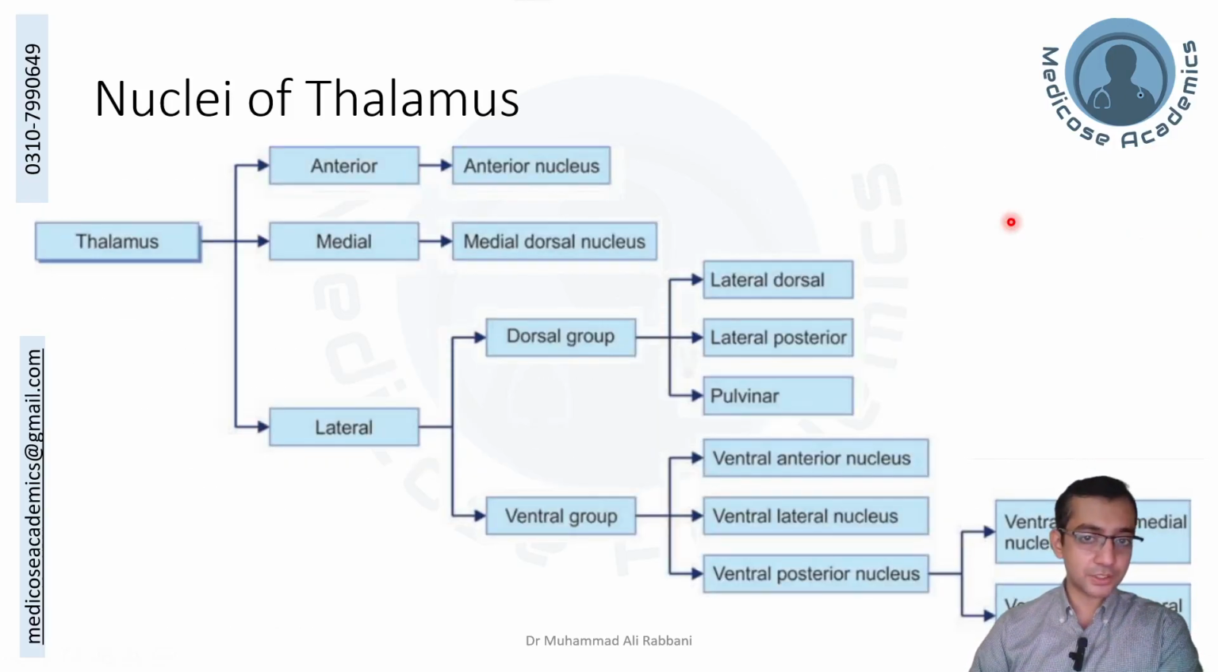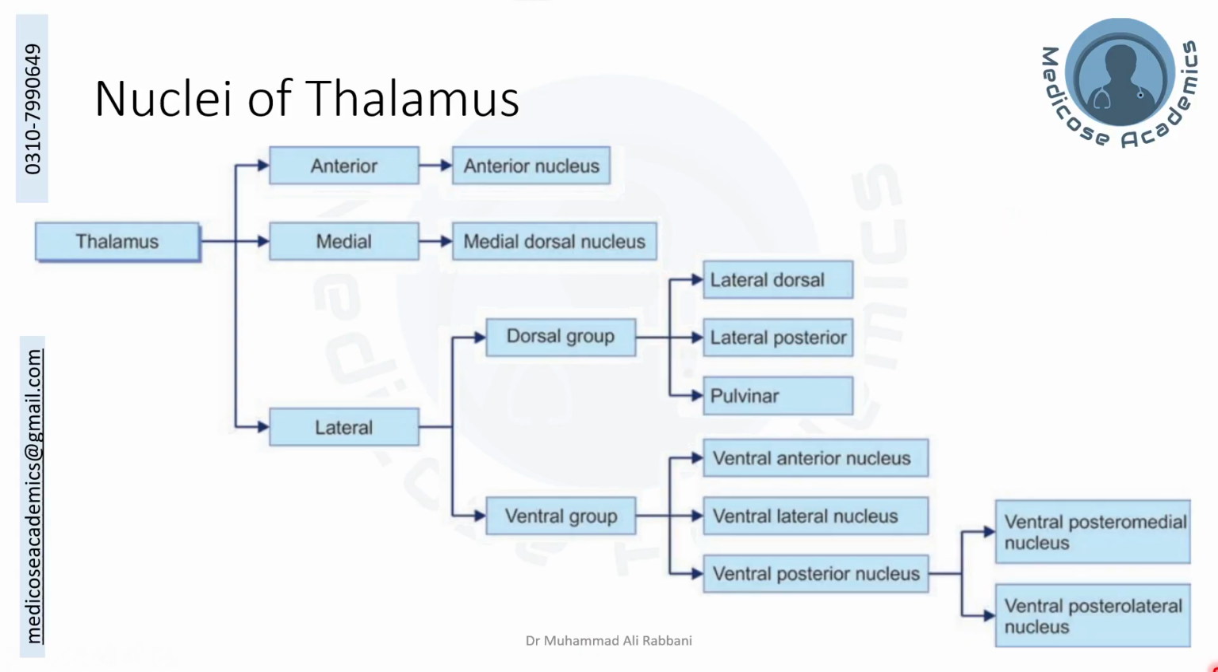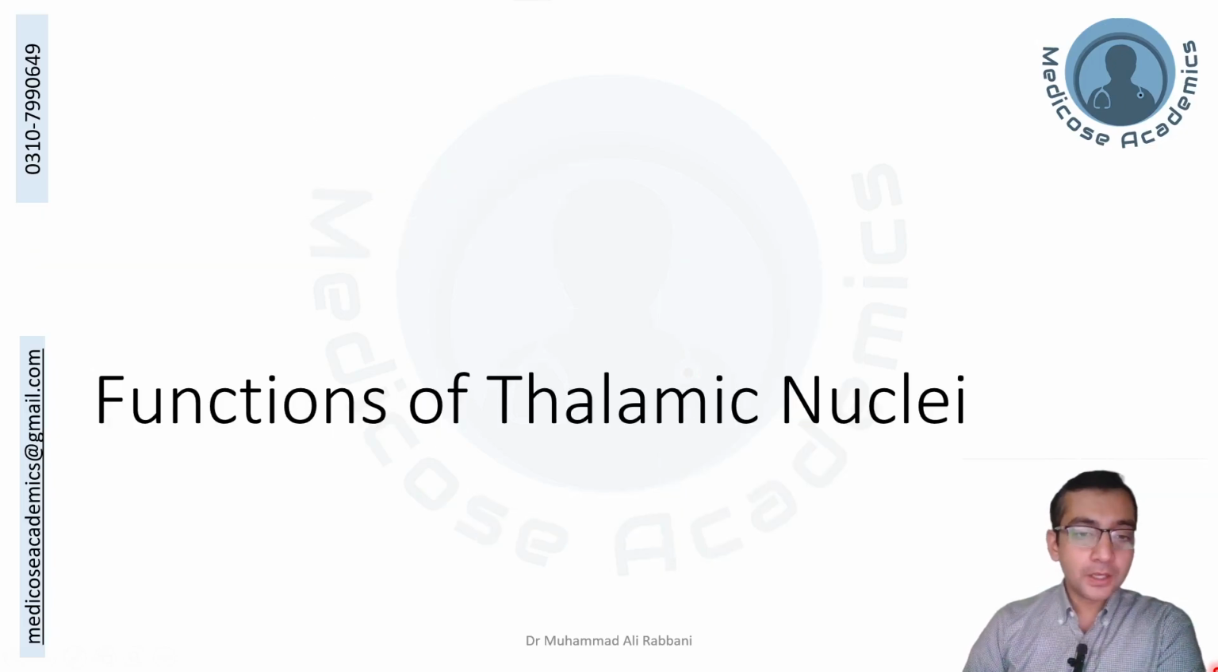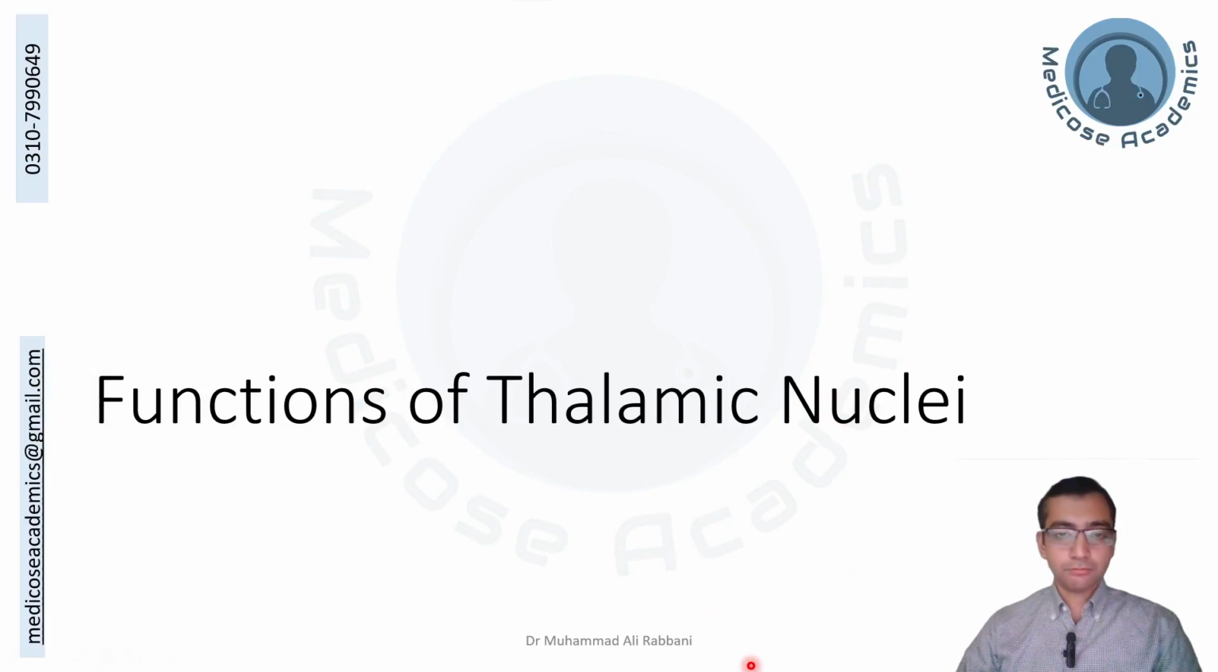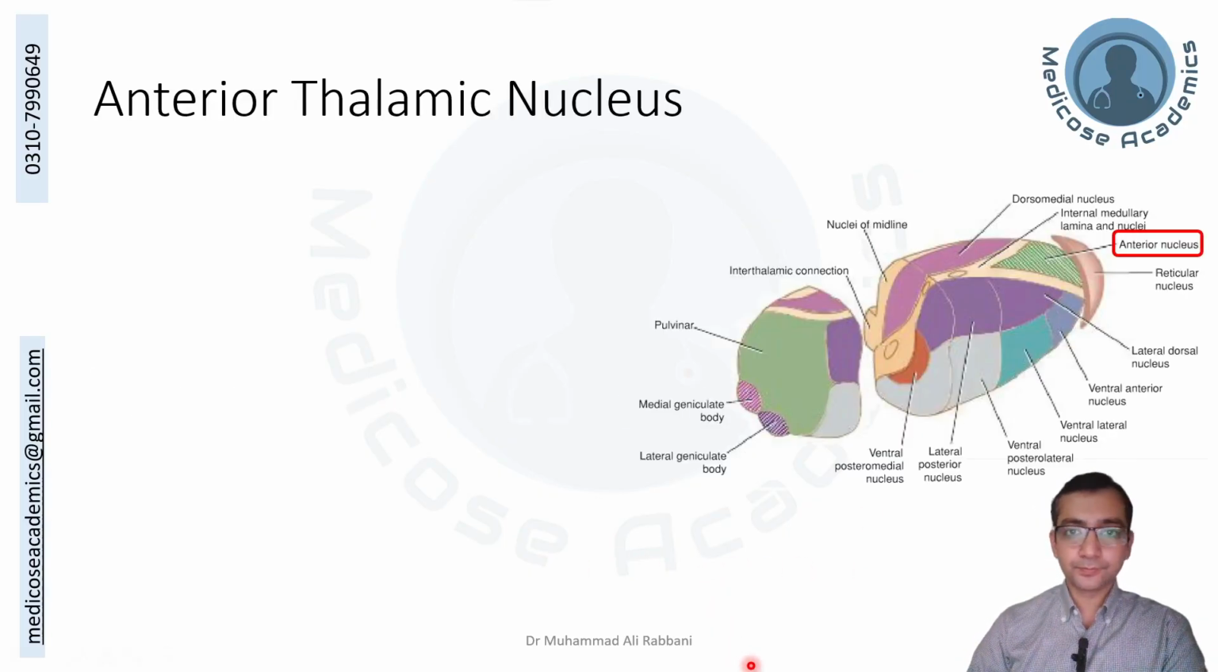This classification is shown in a neat way in a flowchart from Inderbir Singh's neuroanatomy, showing the division of the thalamus into different nuclei. Okay, so now the functions of the thalamic nuclei. We will go step by step with each of the different thalamic nuclei. We will see its connections, its function, and how they play their part.